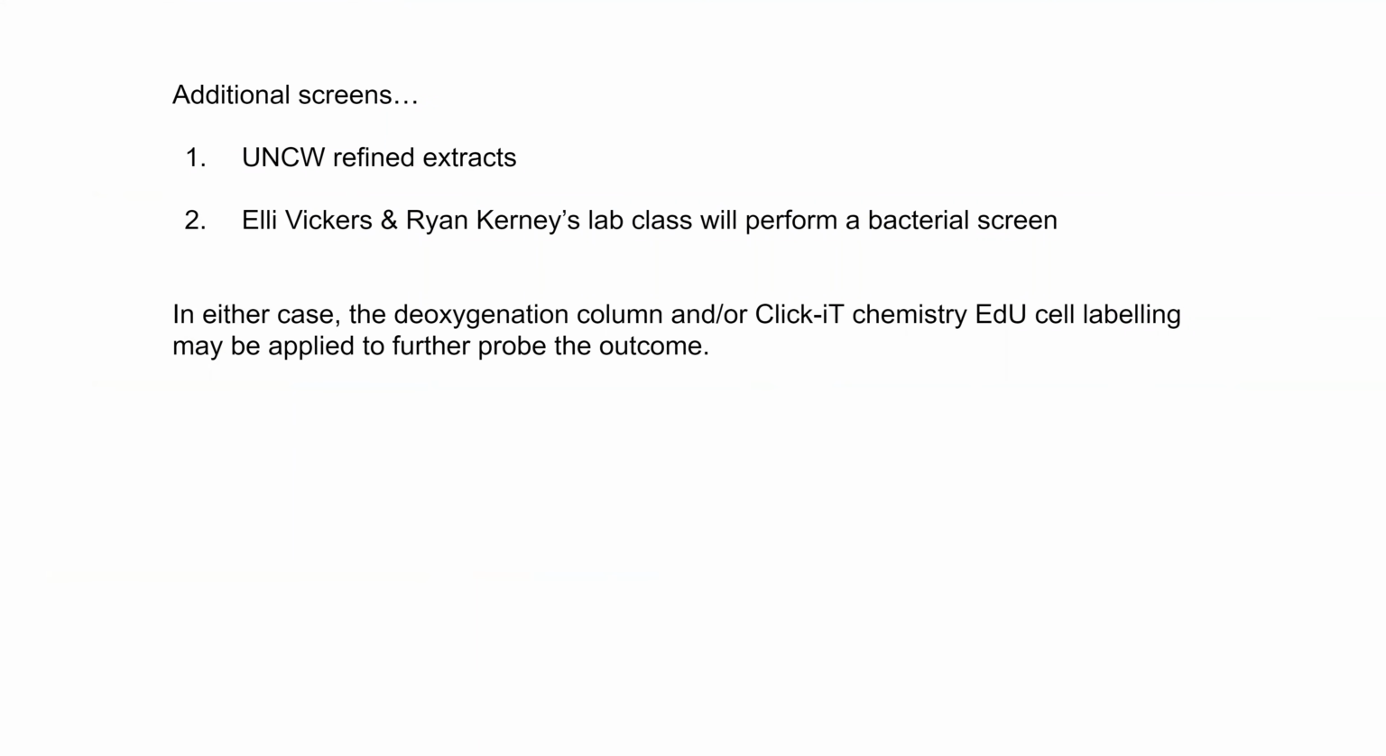And the other two directions, the first, University of North Carolina Wilmington, which sent us extracts previously, which covered many experiments to figure out if we could find a chemical extract fraction of the algae that promotes that regeneration. They now have refined extracts they sent us, and we are currently performing the screen on those refined extracts.